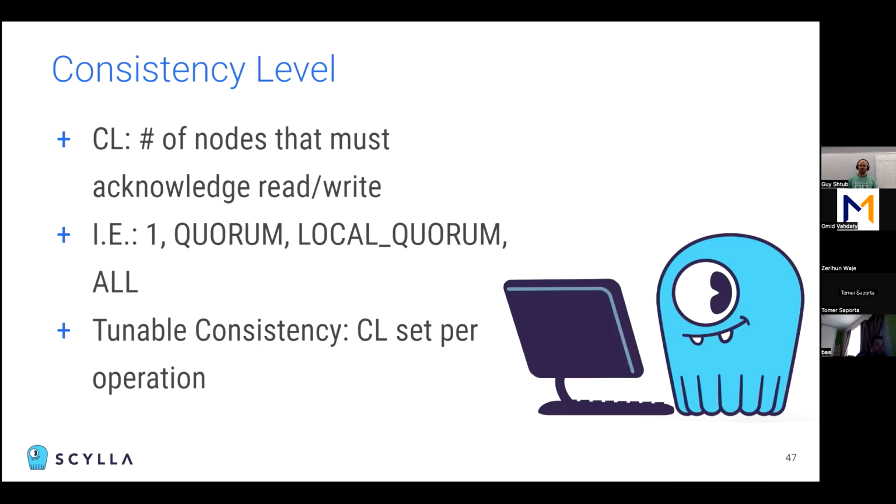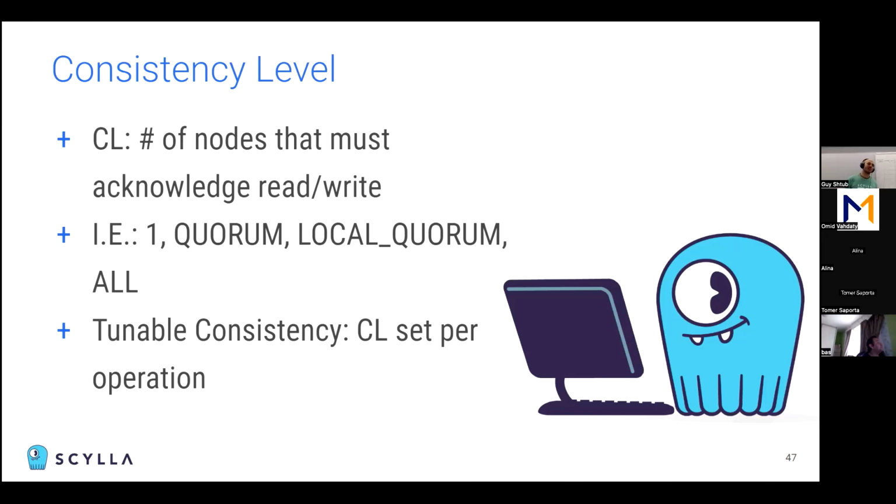And that brings me to consistency level. And there was a question about quorum. So consistency level, also abbreviated as CL, is the number of nodes that must acknowledge a read or a write request, okay? Consistency level is defined per operation, okay? And that means that we can have different consistency levels for different queries.